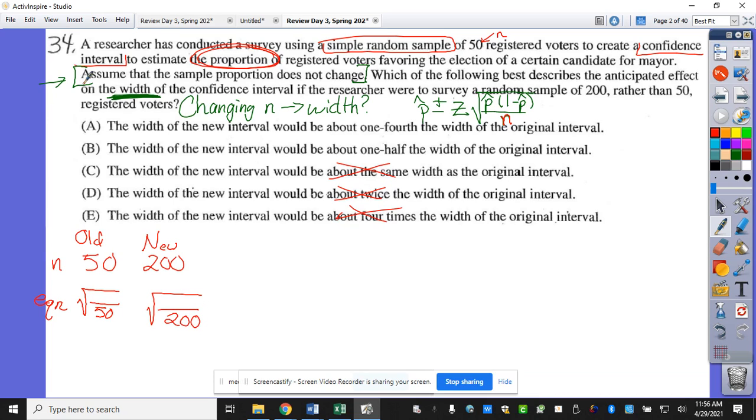This part up here is saying, assuming the proportion does not change. So whatever was here in the first one is here in the second one. Now I can find numbers and plug them in, but if they're not going to change, do I care what they are? So let's just call it 1 to make it easier on us. So now type in, what is the square root of 1 over 50?